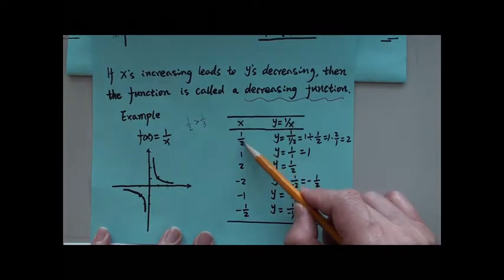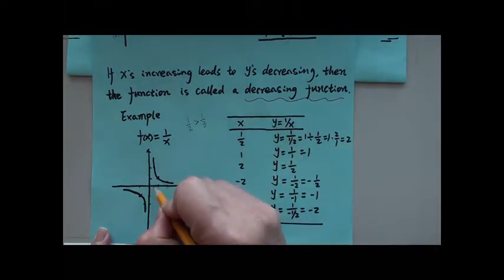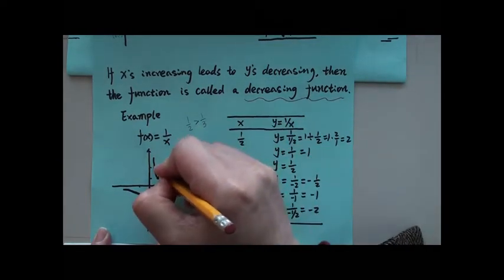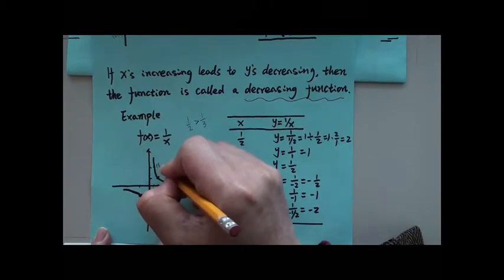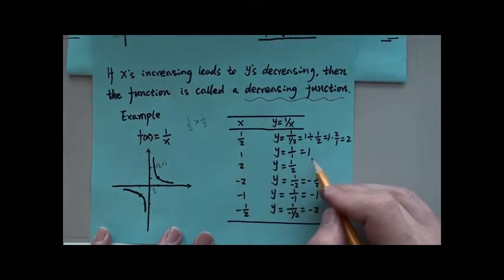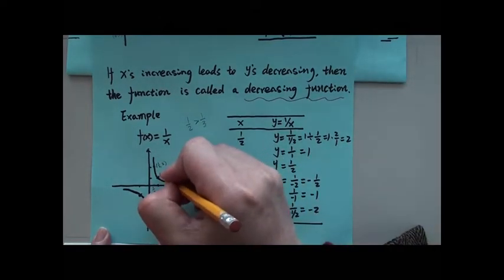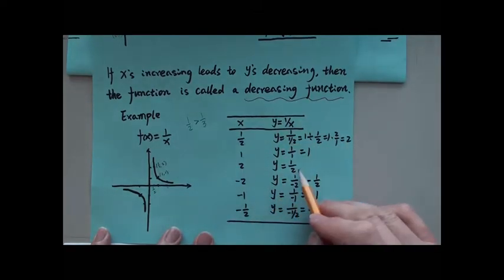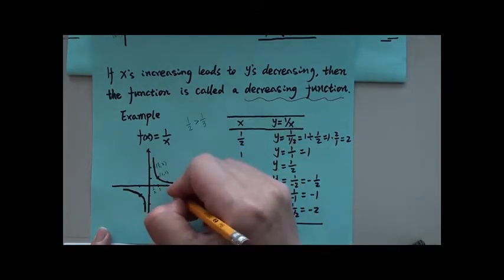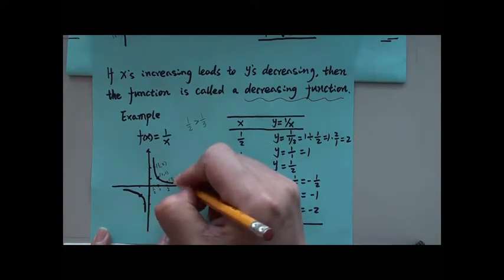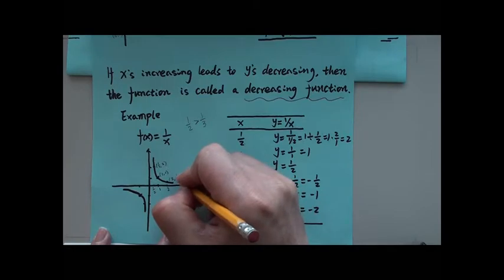When x is 1/2, you have a number right here, then y is 2. So here is 1/2, 2. When x is 1, y is 1. So 1, 1 is here. When x is 2, y is 1/2. So you see when x is 2, y is 1/2.